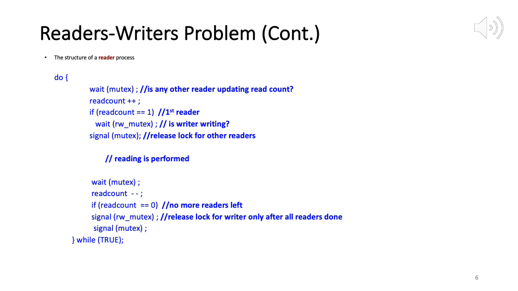So we saw that the code for the writer was very simple. Before it can write or enter its critical section, it just needs to test for the read write underscore mutex lock. If the lock is available, it acquires it and enters its critical section. Importantly, if other readers or writers wish to enter their critical sections while this first writer is inside its critical section, then obviously they have to wait. Only when the first writer releases the lock can the others get in.